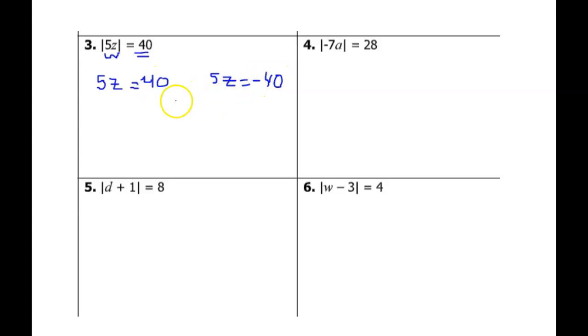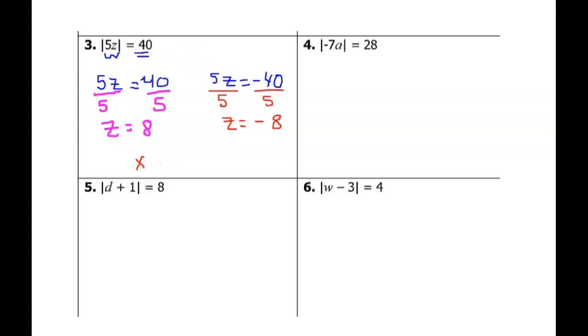Okay? Then what am I going to do? Well, it said to solve both of these equations. So let's solve the left equation first. If I solve the left equation, I'm dividing both sides by 5. I get z equals 40 divided by 5, which is 8. Now the other equation, I need to solve that equation, okay? Which means I divide both sides by 5. And I get z equals -40 divided by 5, which is -8, okay?